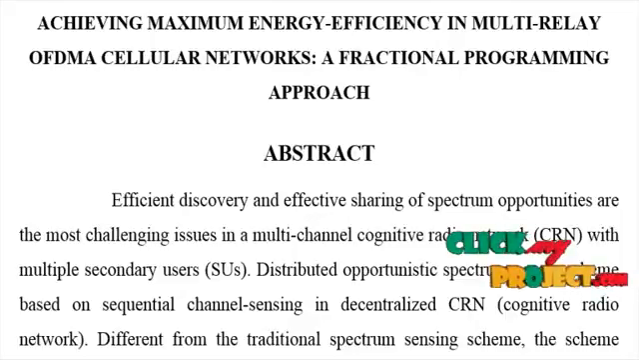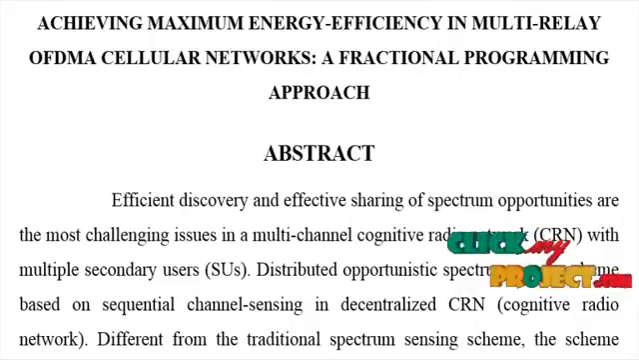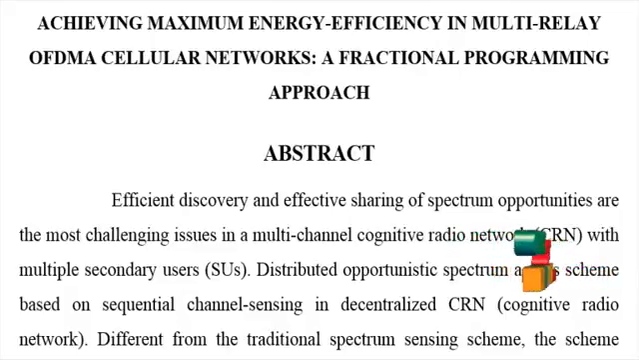Efficient discovery and effective sharing of spectrum opportunities are the most challenging issues in a multi-channel cognitive radio network with multiple secondary users. A distributed opportunistic spectrum access scheme based on sequential channel sensing in a decentralized CRN. Different from the traditional spectrum sensing scheme, the proposed scheme allows a secondary user to sense many channels one by one sequentially in a slot.